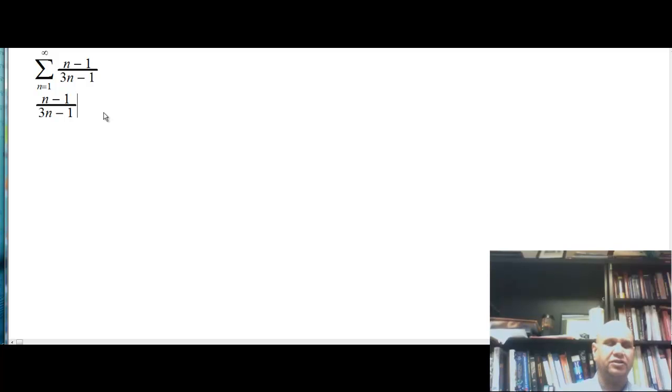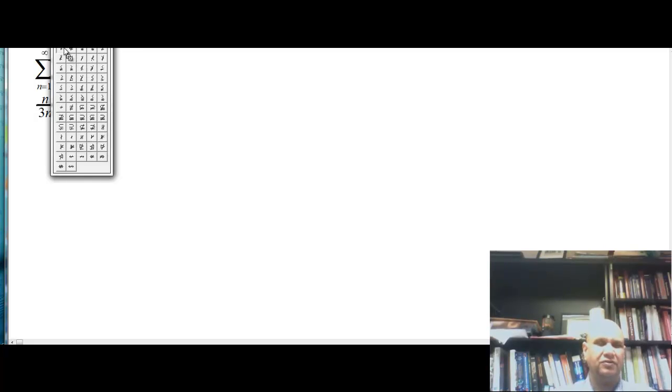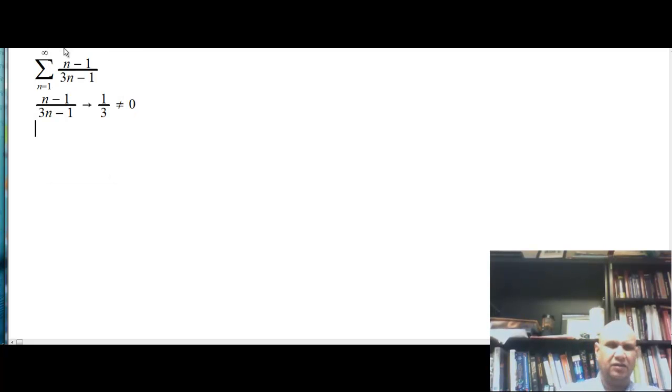Okay, so in this case, the first thing to do would be what? Let's look at the limit of the nth term. Okay, where does this approach as n goes to infinity? One. No, look, I mean, it approaches as n goes to infinity, 1 over 3. Beautiful, 1 over 3, right? And which is not equal to 0. So it does not converge, right?